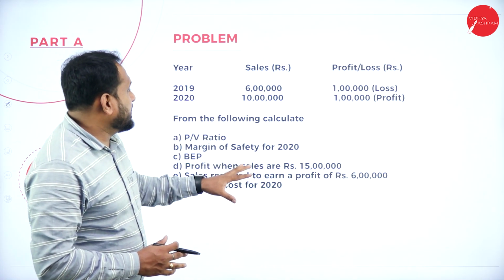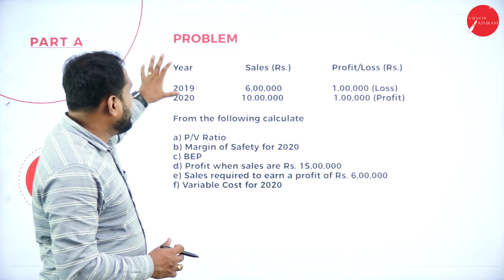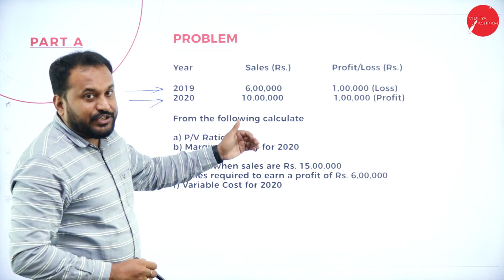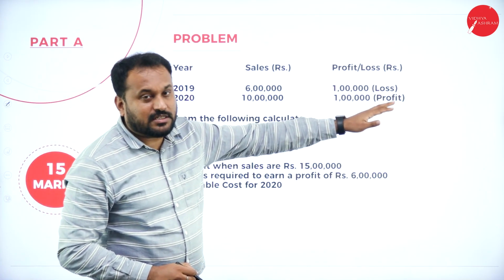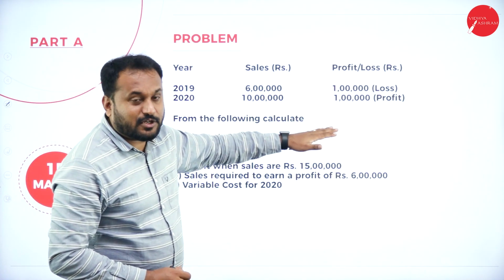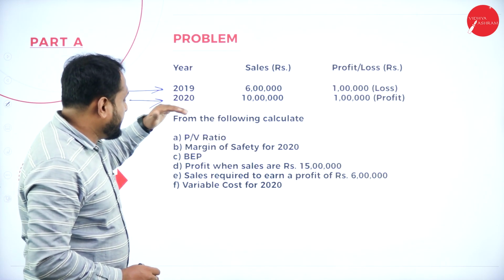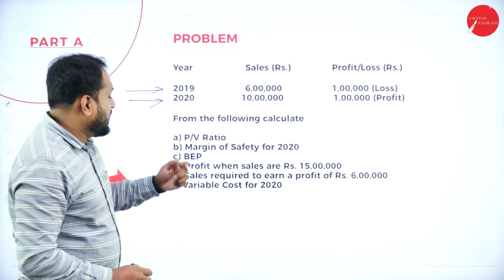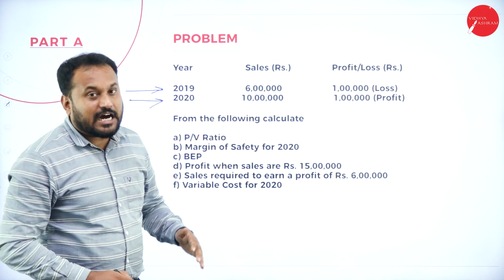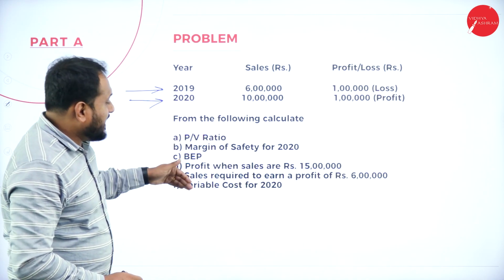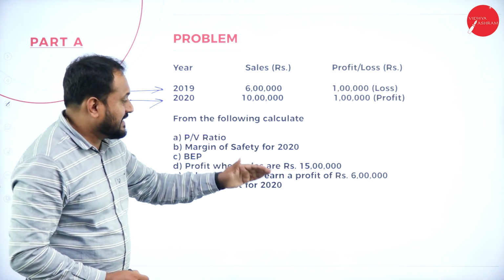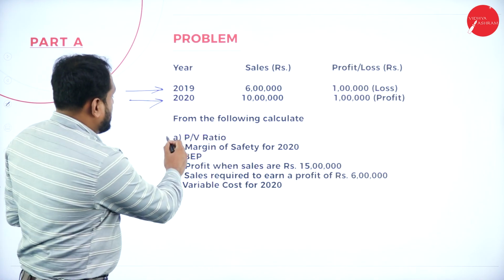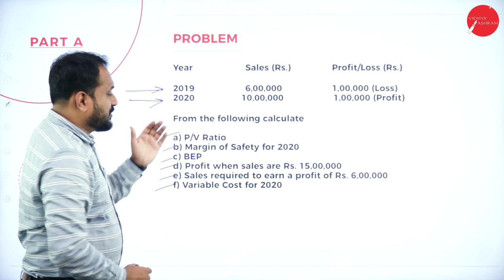Now there is a question like this. Problem, years 2019 and 2020. They have given sales, and they have given profit as well as loss. The first year is a loss, the second year is a profit. They have asked us to find PV ratio, margin of safety for 2020, BEP, then profit when sales are rupees 15 lakh, sales required to earn a profit of rupees 6 lakh, and the last question is variable cost for 2020. So they have given 6 questions.